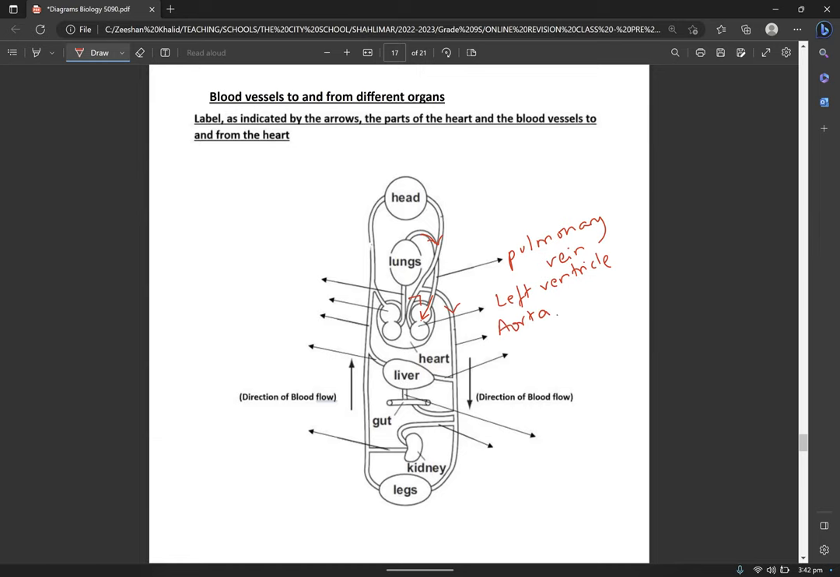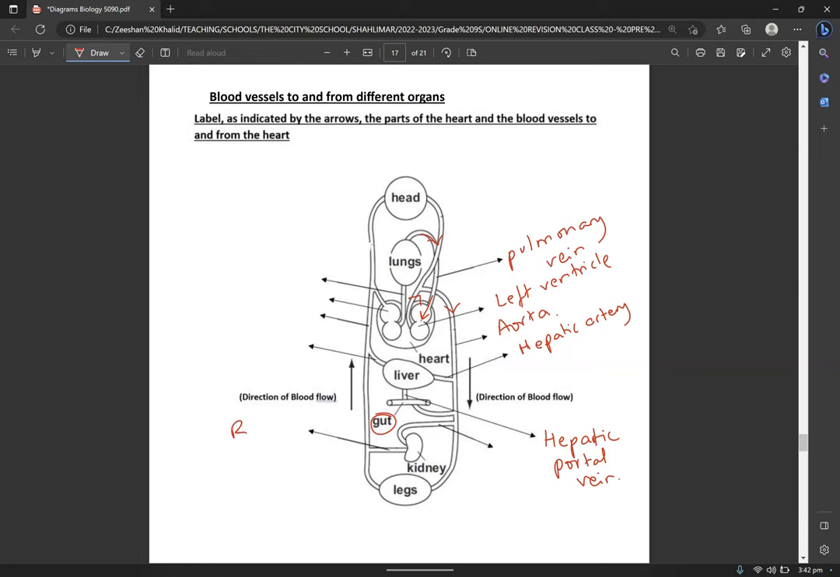And then ye jo liver mein enter ho rahi hai, this is the hepatic artery. Then we have the hepatic portal vein. Mujhe kaise pata laga this is hepatic portal vein? Because it is connecting the small intestine with the liver. Ye dekhen, gut small intestine hai. Then kidney se jo blood, ab ye yahan se dekhen, blood wapas ja raha hai.